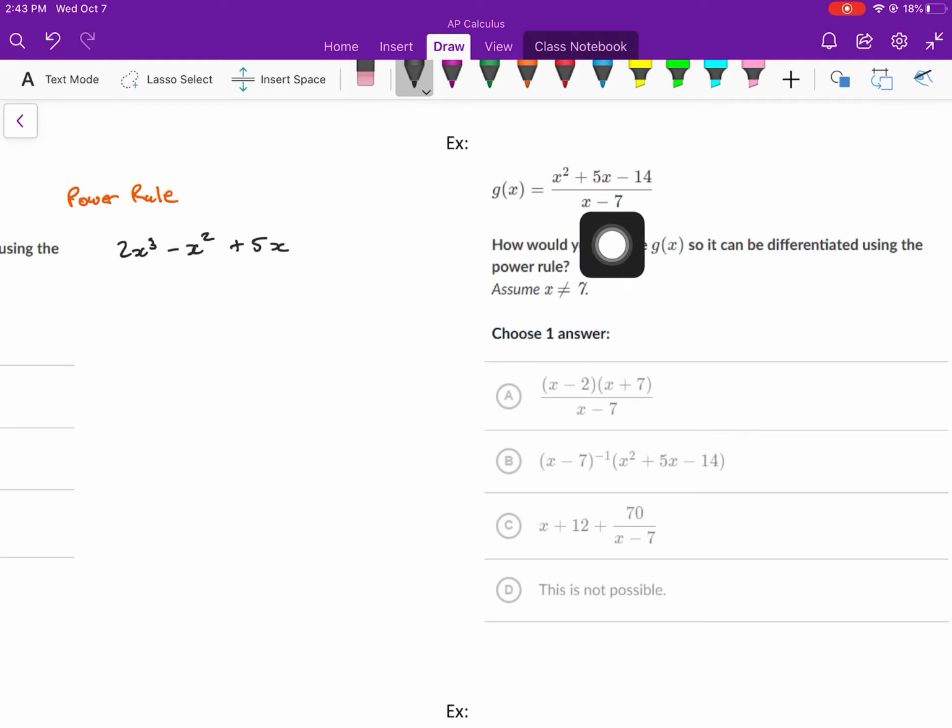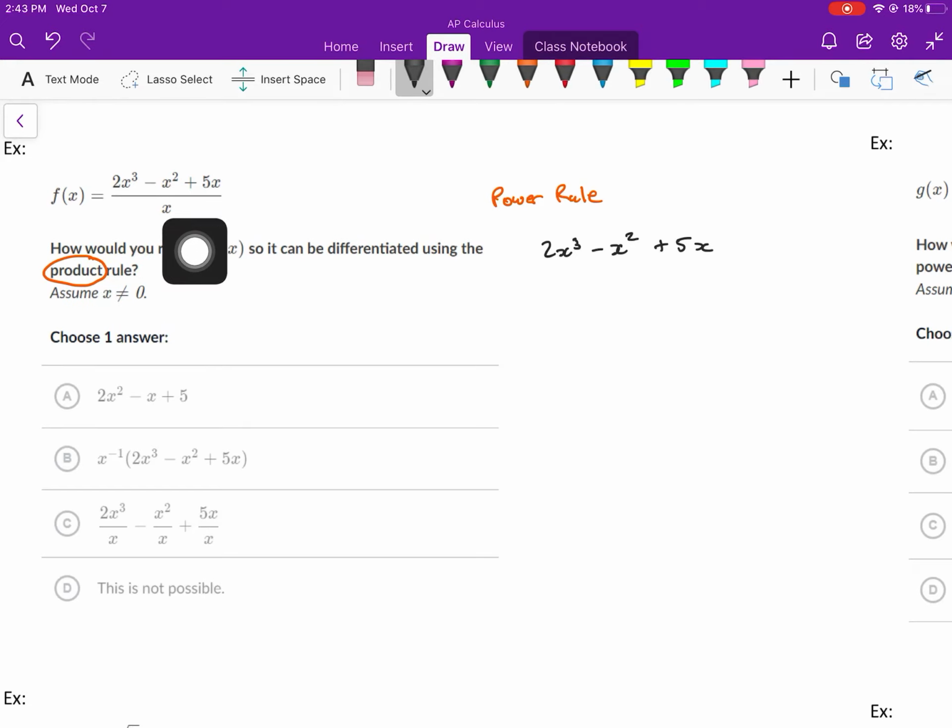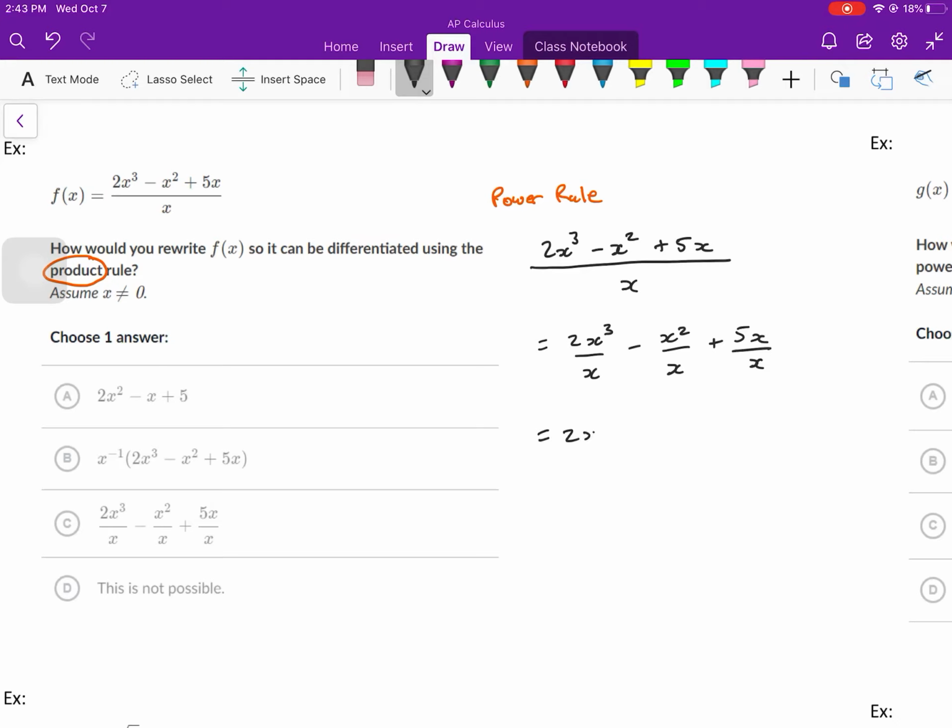This, what I'm going to show you, doesn't work for this one because it's x minus 7. You'd have to divide each term by x minus 7, which really doesn't do anything. But when you have a monomial, it's actually quite easy to divide all the terms by x. This here is the exact same thing as 2x cubed over x minus x squared over x plus 5x over x, which would give you 2x squared minus x plus 5. Now that is for the power rule, because now we can use the power rule on this. So that would be A if this said power rule.